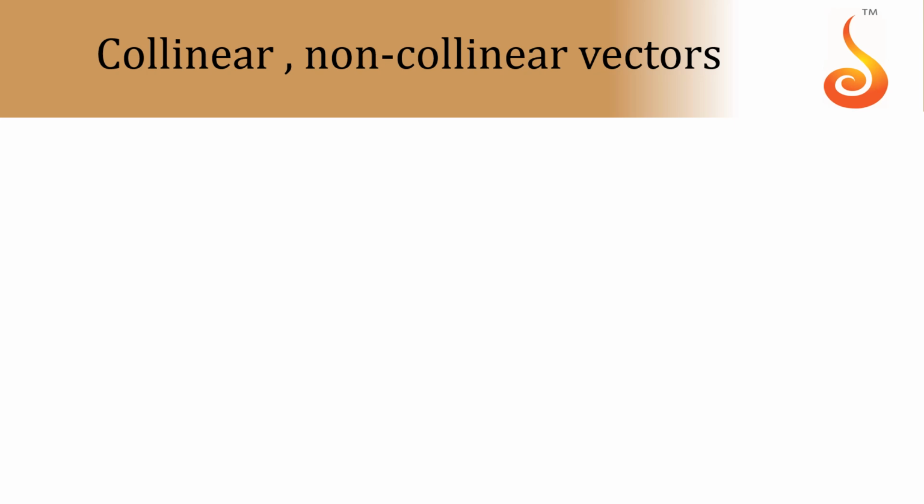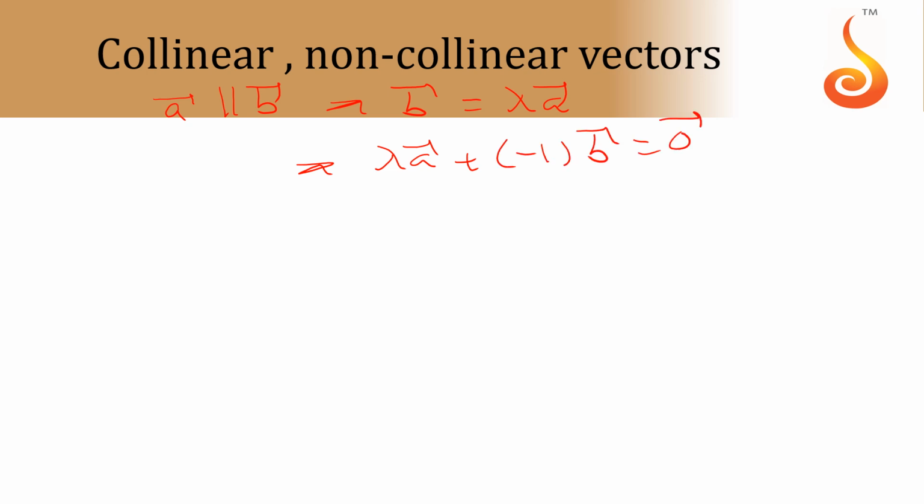Collinear. Collinear vectors means A bar is parallel to B bar, means one vector will be some lambda times the other vector. So can I say lambda A bar plus minus 1 into B bar is O bar? Means the linear combination of A bar, B bar is O bar, but at least one is non-zero. When at least one is non-zero, vectors are LD. Means 2 parallel vectors are always LD.